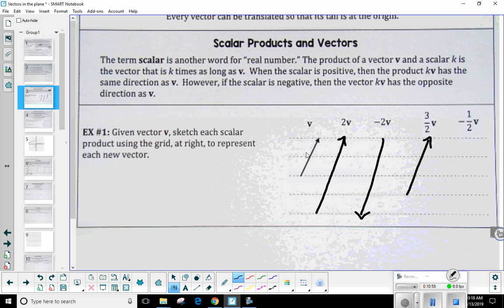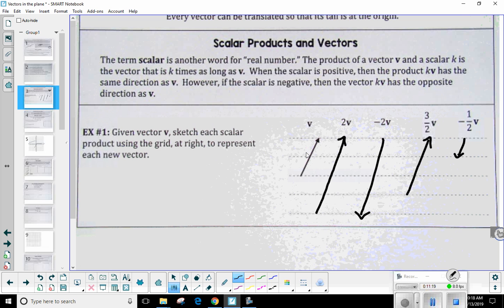Now, what do you think when I see negative 1/2 v? Okay, so we're going to flip the two ends because the negative changes the direction. And is it going to be a longer or shorter magnitude? Shorter. It should be half of what it was. So I'm probably thinking something like this.